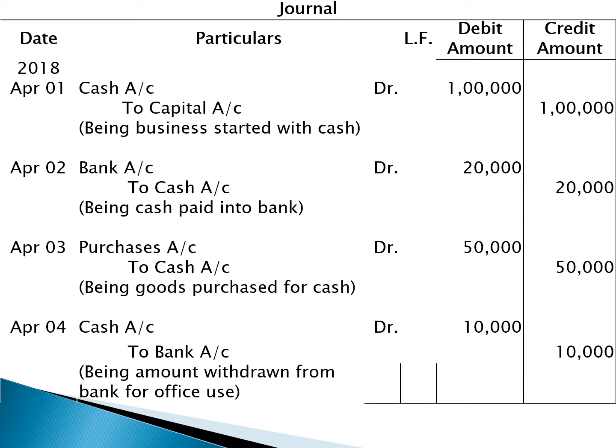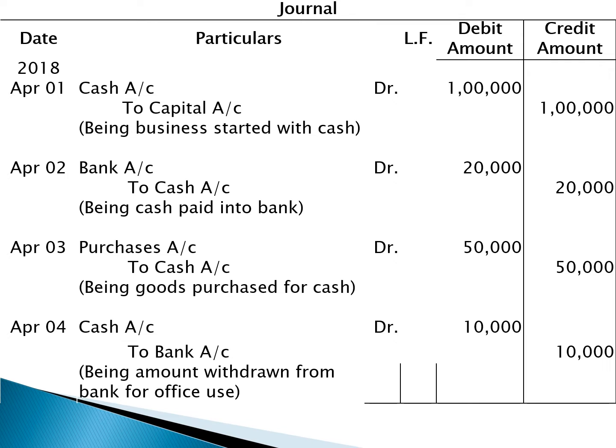Coming to the third transaction, April 3rd, purchases account debit to cash account, being goods purchased for cash. Here, the rules applied are: debit all expenses and losses, credit what goes out. Purchase is an expense here. Generally, when any item is purchased, that particular item should be debited. But when goods are purchased, purchase account should be debited. Similarly, when goods are sold, sales account should be credited.